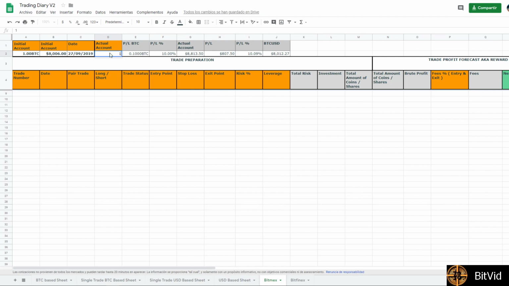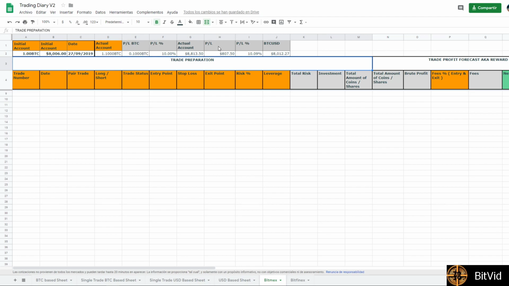The actual account is the real value of your account once you begin to create trades. So at this moment it is 1. But imagine that you begin to trade and win money. So you will put here, imagine, 1.1. This is the calculation of your profit in Bitcoins, in percentage, and then in dollars. Depending on the price of Bitcoin, you can be in a winning position against Bitcoin, but in a losing position against USD. Imagine that you bought Bitcoin at 9K. Now you will be at a loss even if you have 1.1 Bitcoin.